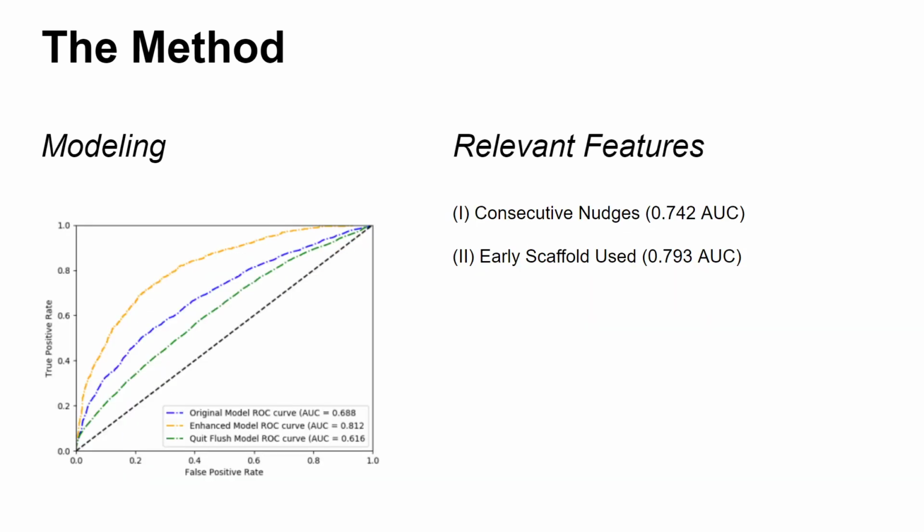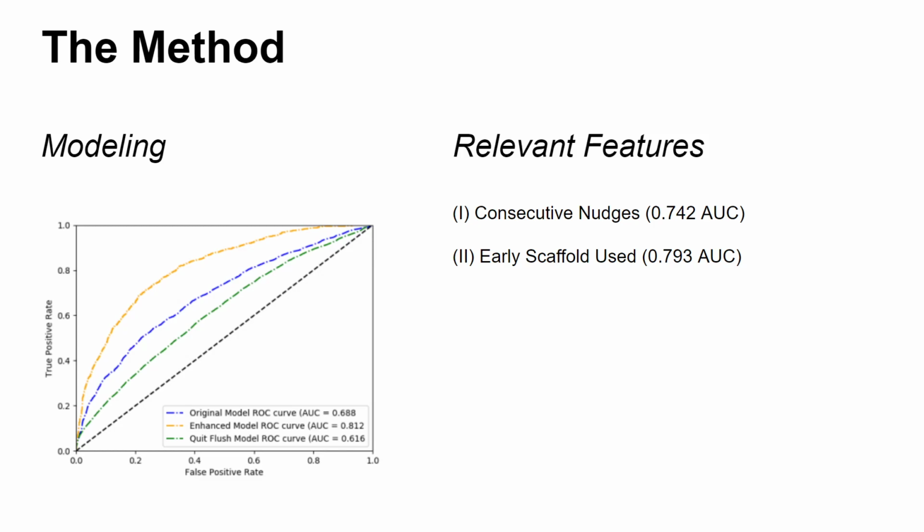And so these are our results. On the left, we plotted three models. The original model is in blue, with an AUC of 0.688. This is our model that used previously identified features from the literature. The enhanced model, with our iteratively generated features, is in yellow, with an AUC of 0.812. And the quit flush model, which we'll get to in a minute, has an AUC of 0.616. The addition of our iteratively engineered features improved model AUC by nearly 20%, which is a pretty large improvement.